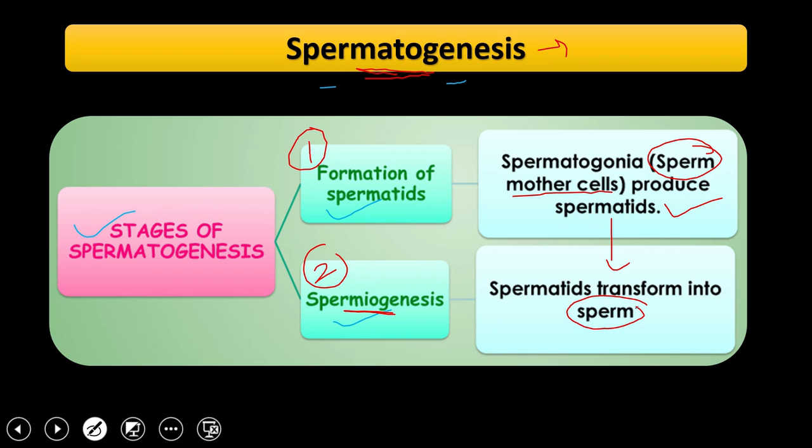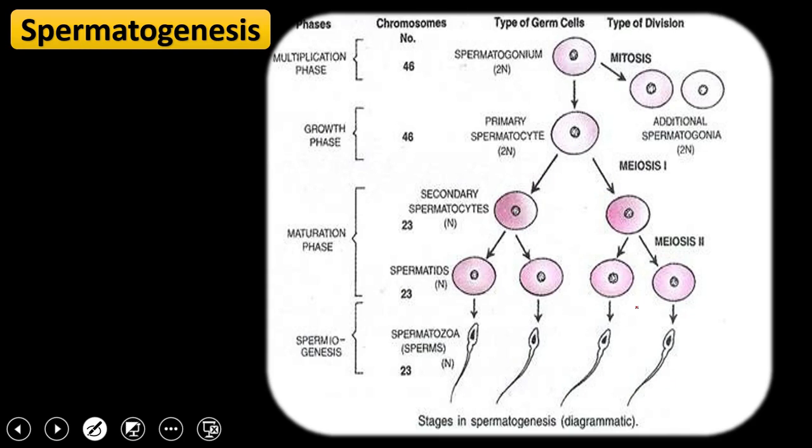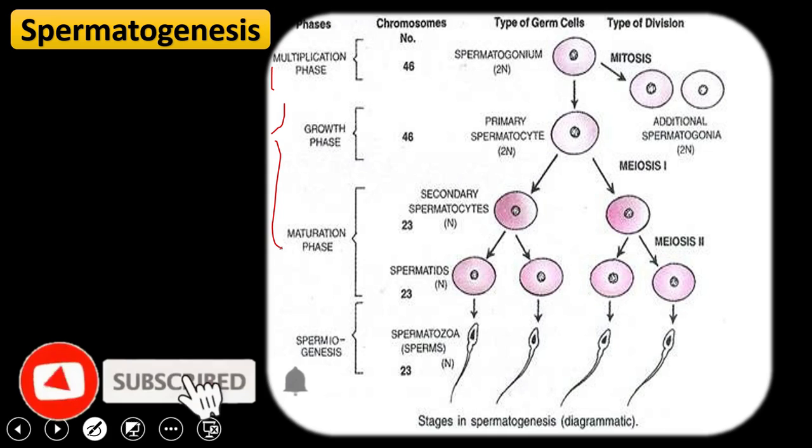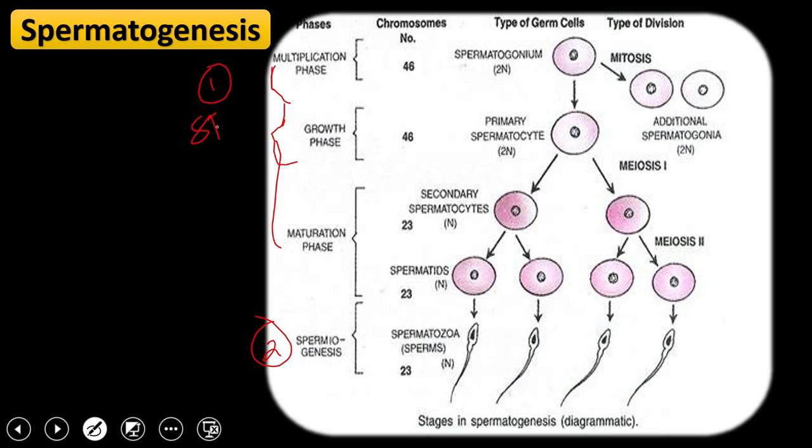So let us discuss one by one. First we will discuss the formation of spermatid. Here the whole spermatogenesis is given. We have two phases: formation of spermatid and spermiogenesis. The first stage is the formation of spermatids. It is again divided into three phases. Let us label it as A. A is the formation of spermatid, and in A there are three different phases: first multiplication, second growth phase, and third maturation phase.